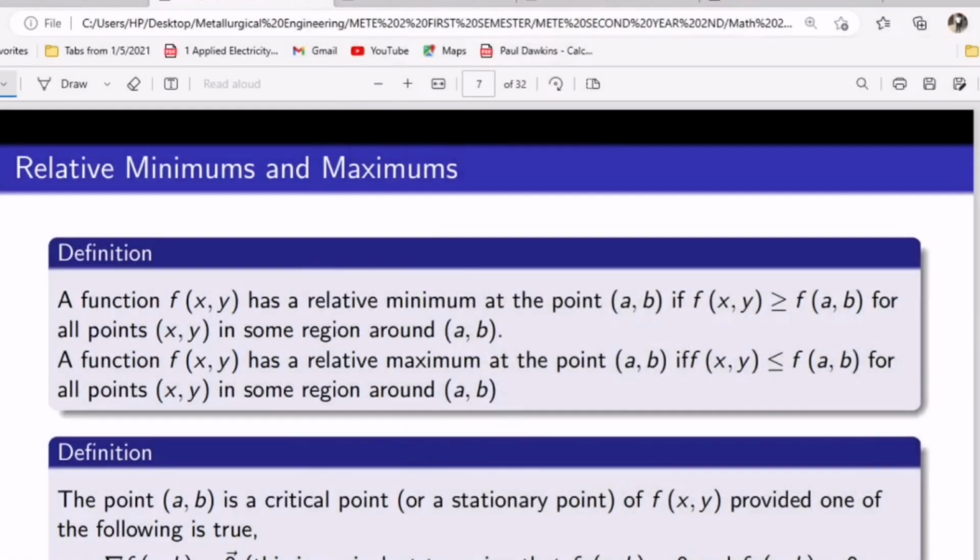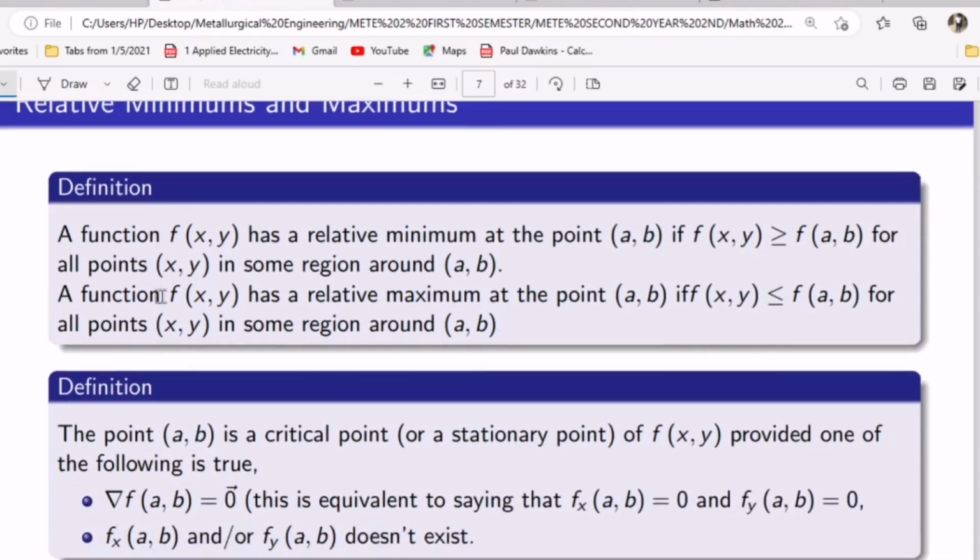So in this video, we are going to look at relative minimums and maximums, a continuation of multivariable calculus. With the definition, a function of x, y has a relative minimum at a point (a, b) if the function f(x, y) is greater than or equal to the function f(a, b) for all points x and y in some region around (a, b). These are all definitions you need to know, right?